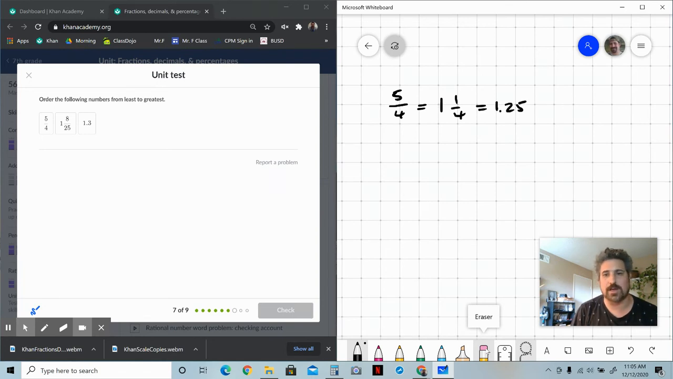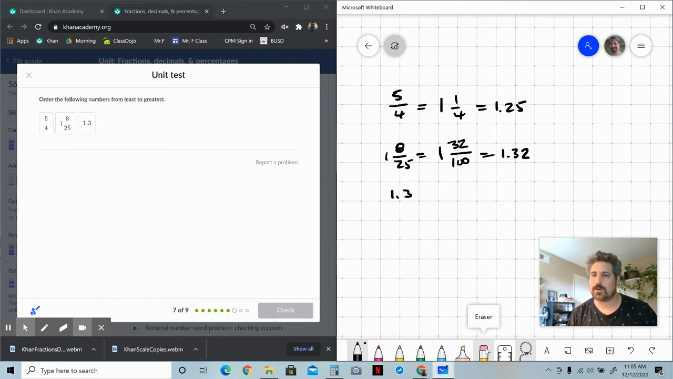What is 1 8/25 equivalent to? That's the same as 1 times top and bottom by 4. You're looking at 8 times 4, which is 32. So you're looking at 1 32 hundredths, which is 1.32. Okay? And then you've got the last one, which is just 1.3, which is obviously 1.3. So you're really just putting this in order, 1.25, 1.32, and 1.3.